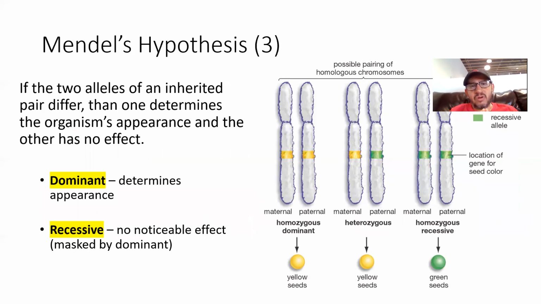All right. The third hypothesis that Mendel proposed is the fact that there are two alleles in the inherited pair that are going to differ from one another. And basically what's going to happen is you're going to have what's known as a dominant or a recessive trait. A dominant trait is what's going to be expressed. It's what you're going to be seeing.